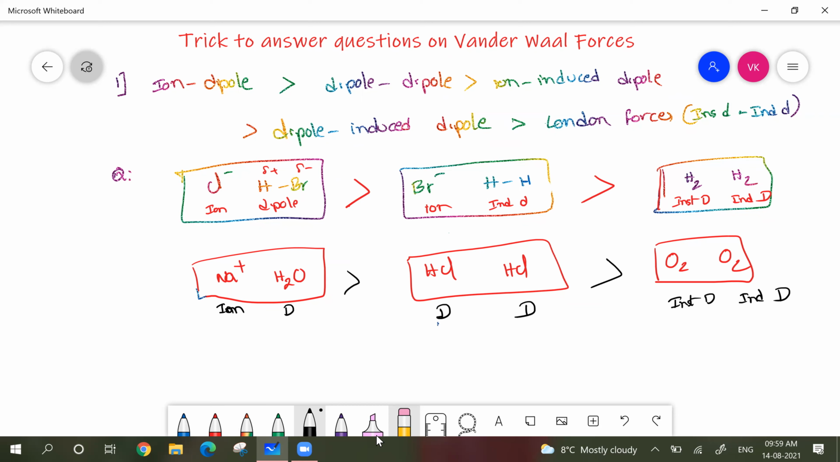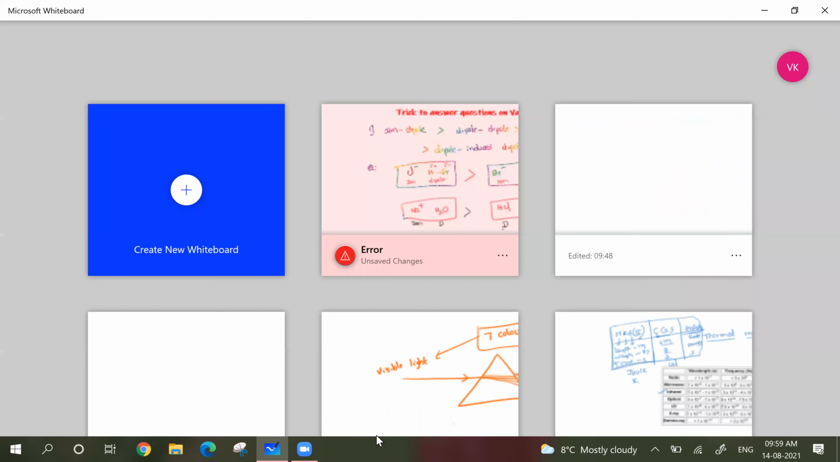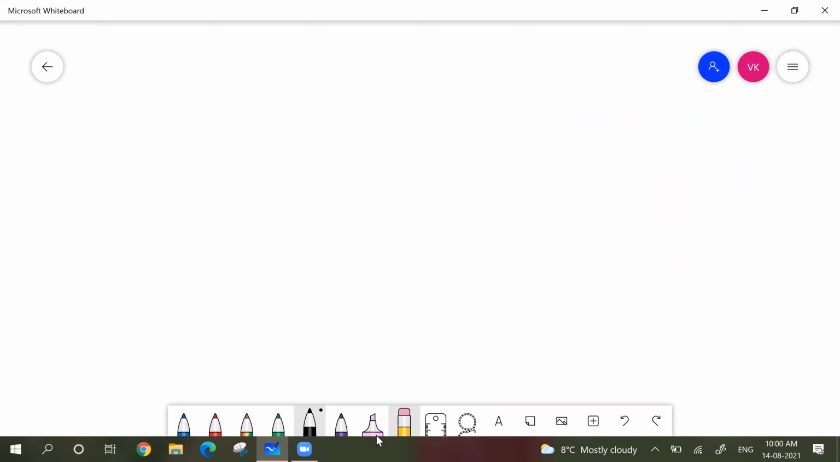This is the first trick. We are discussing tricks on van der Waals forces. When they give you different combinations, use this relation. This is trick 1. Now let us go to the next slide, so we'll discuss the second trick. Trick 2 is, for example, they give you a question like this.